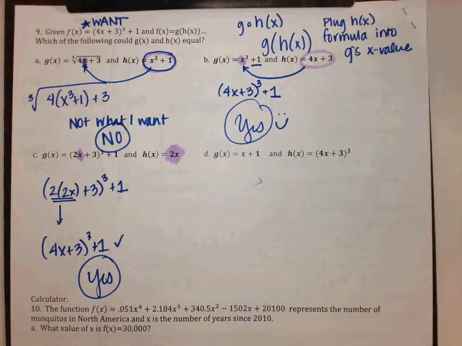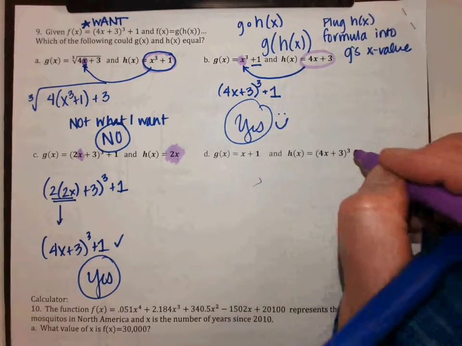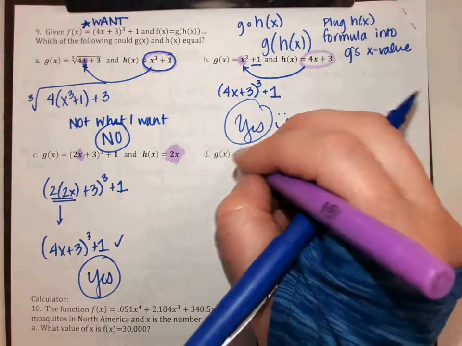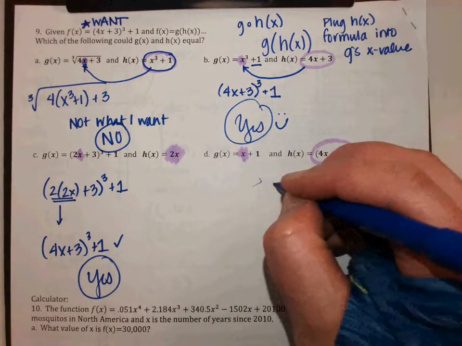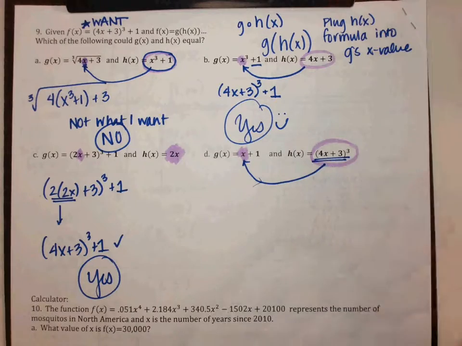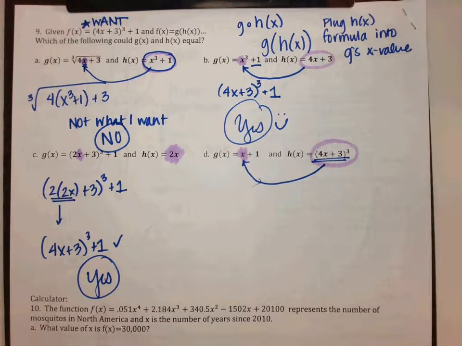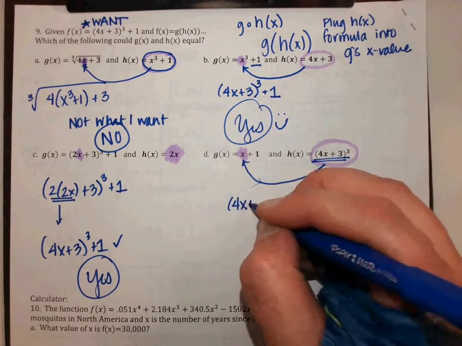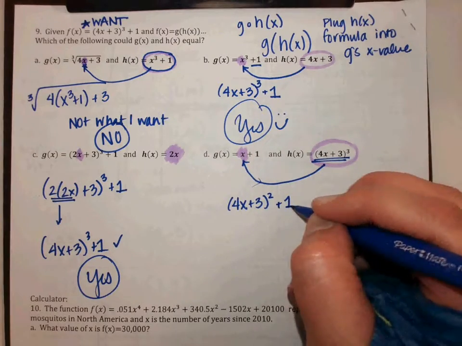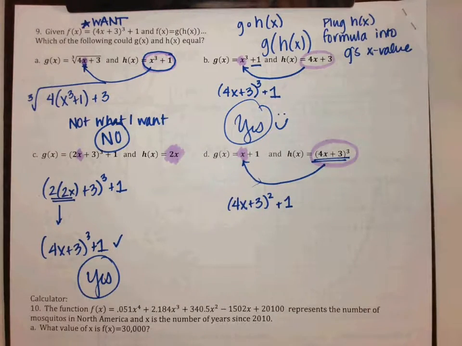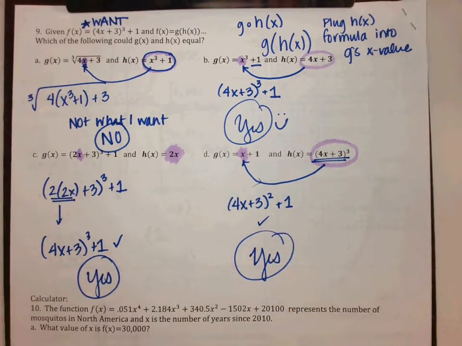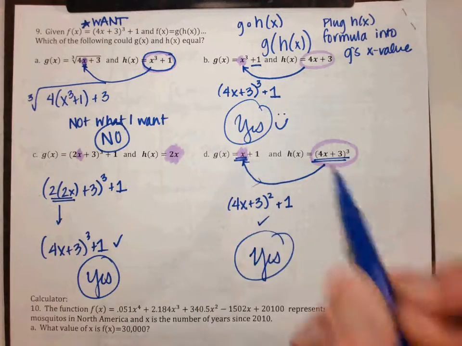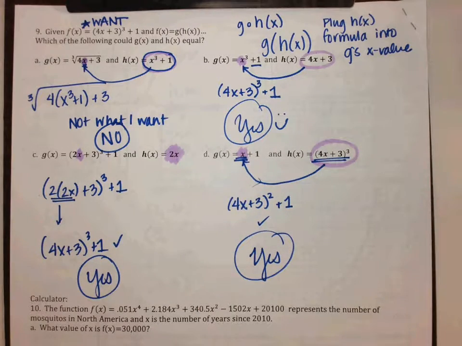Okay, letter D, last one. Circle your h of x function. We're going to plug it in where the x is. So instead of an x plus 1, now it's this whole expression plus 1. Because that's taking the spot of my x. So I have 4x plus 3 squared plus 1. Is that what I wanted to get all along? Yes. Wait. So that is going in the spot where my x was. Make sense? Not hard? Okay.